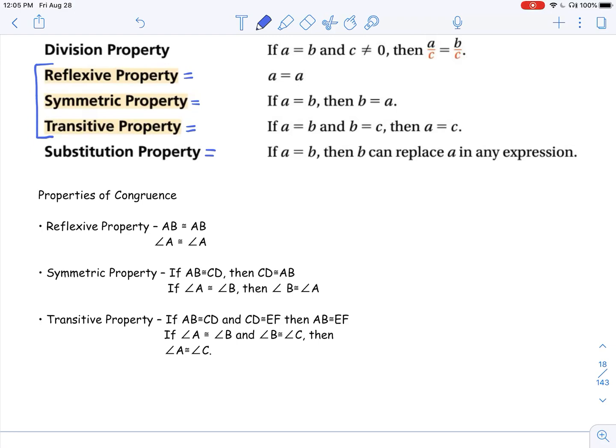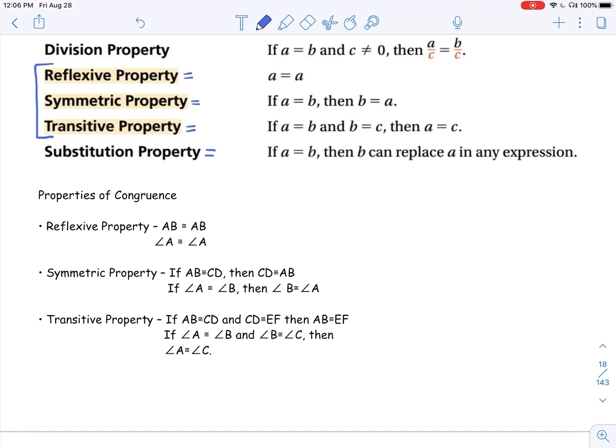Our reflexive is one piece, is the same as itself. Symmetric are two pieces that are the same forwards and backwards. And then transitive is where if A is equal to B and B is equal to C, then the two on the ends are also equal to each other. That works for our congruence properties as well. When it comes time to name these in our actual proofs, the reflexive property of equality is going to be different than the reflexive property of congruence, so it's going to be important that we either put the equal sign or the congruence sign after them.